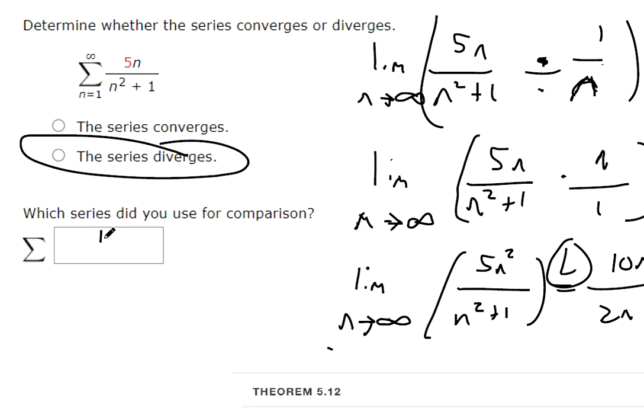But it seems like the only answer WebAssign will accept is not just 1 over n, but it has to have the leading coefficient of the numerator, 5 over n, which also works. You could plug in 5 over n instead of the harmonic series. But to get this right, you have to have 5 in the numerator. Technically, you don't have to use 5 over n for your comparison.